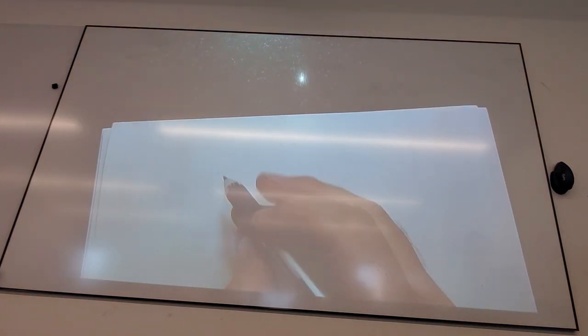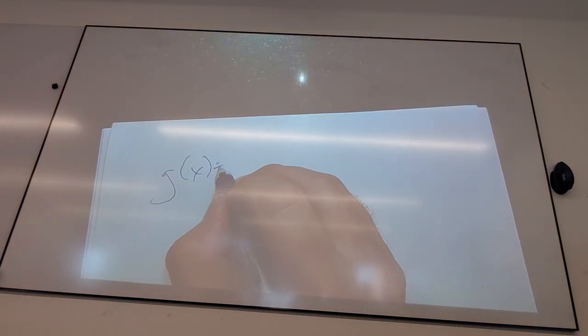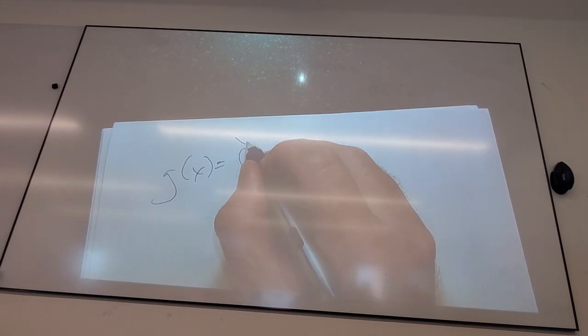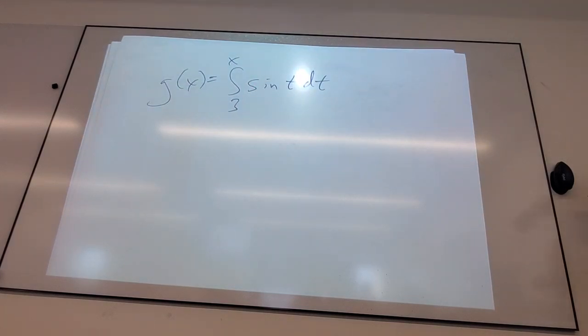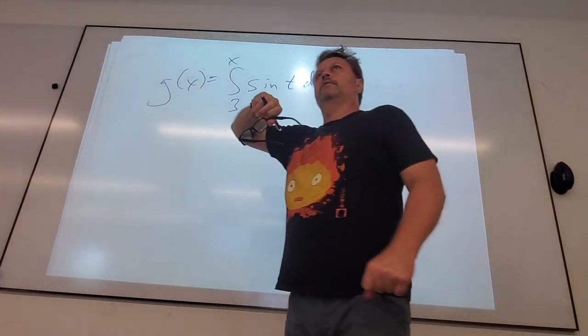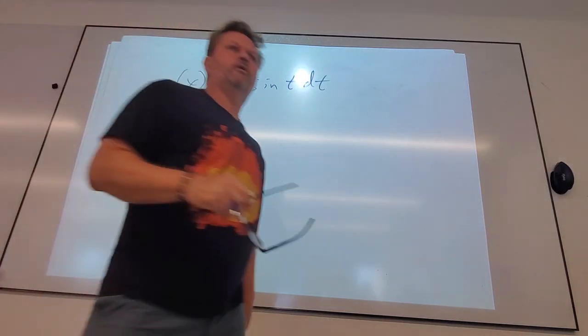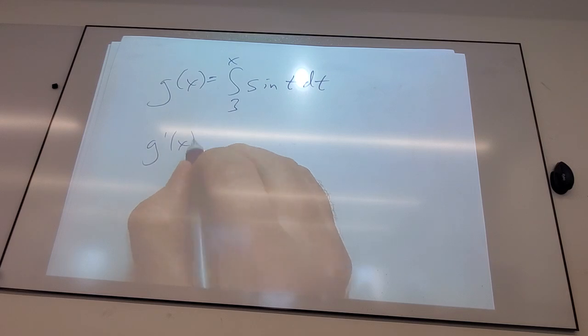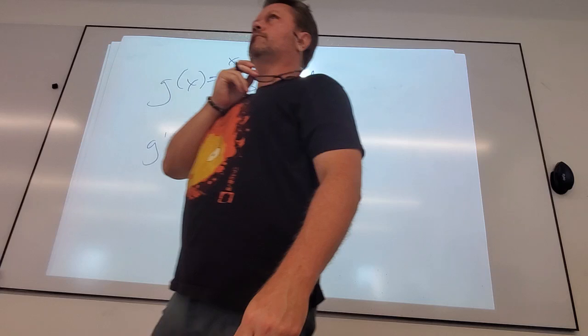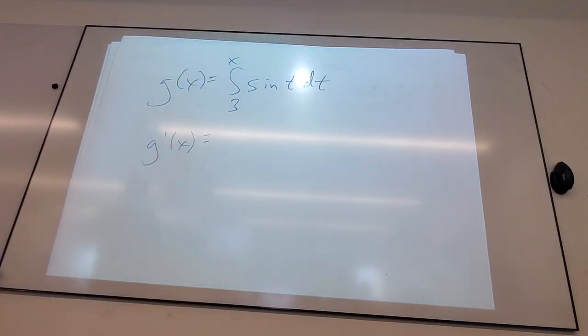So here's what this leads to. So if my function is this, what is g prime of x then? Can you apply the rule correctly? No. No. Yes. That's it. It's sine x.